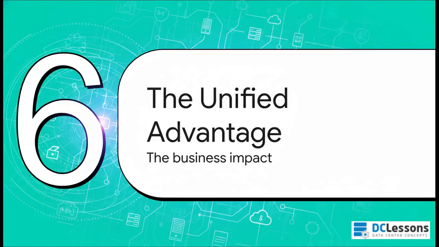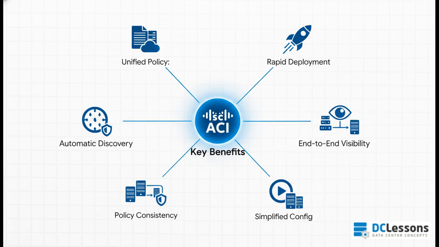Okay, let's bring it all home. We've gone through the architecture and the workflow. Now let's talk about the real-world impact. What does this unified approach actually do for the business? Well, the benefits are really clear. Operationally, you're getting a single policy model, automatic discovery, and a radically simplified configuration. For security and compliance, that policy is now totally consistent, and it actually follows the workload wherever it goes, even during a vMotion. This gives you true end-to-end visibility. And the ultimate business impact? You're deploying applications and their network services way faster and more safely than you ever could before.